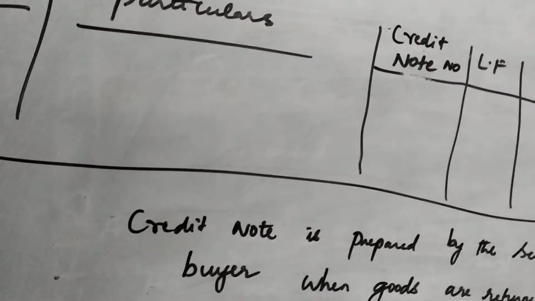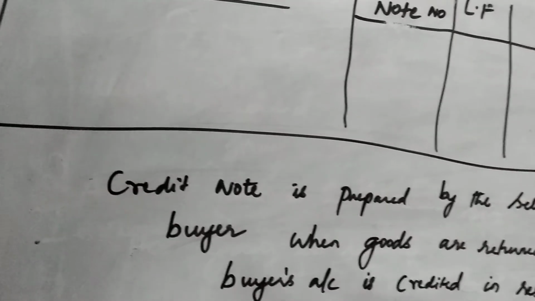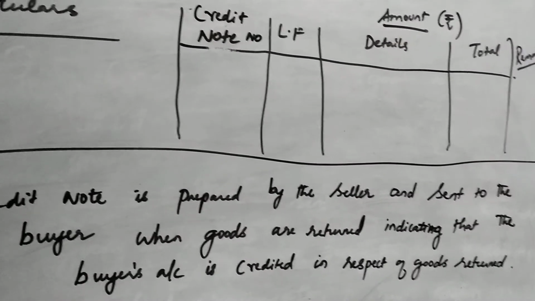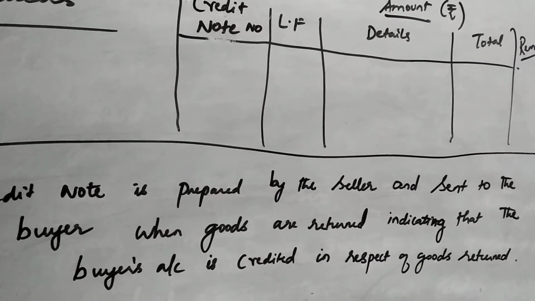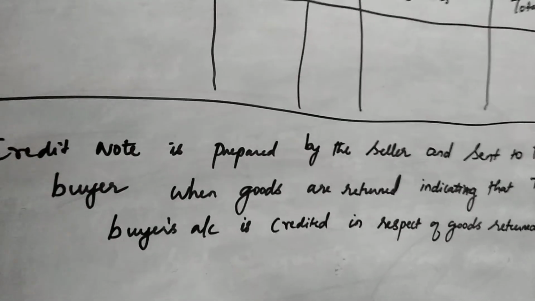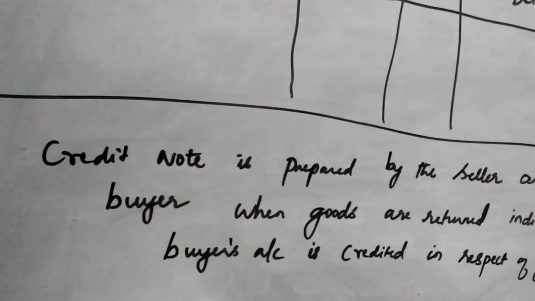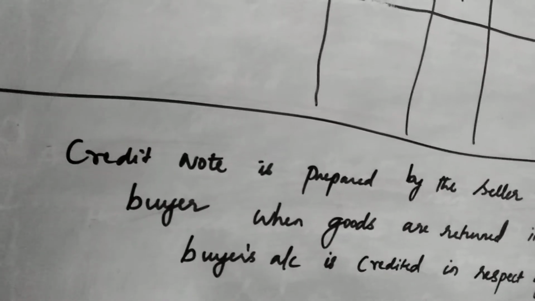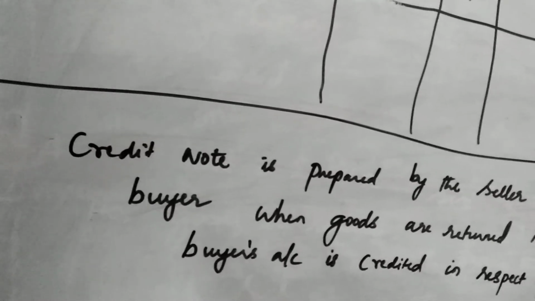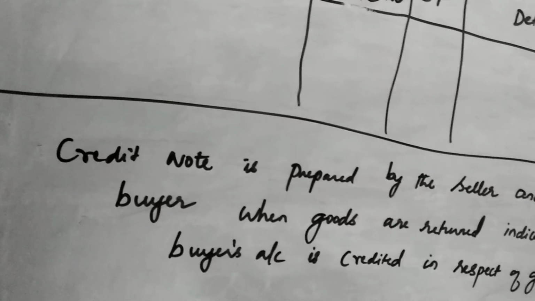So what is this credit note? Who will prepare that? A credit note is prepared by the seller and sent to the buyer when goods are returned, indicating that the buyer's account is credited in respect of goods returned. So the seller prepares the credit note and it contains details such as the description of goods returned by the buyer, by the customer. How much is being returned, the quantity returned, and also the value. So that will be mentioned in the credit note.